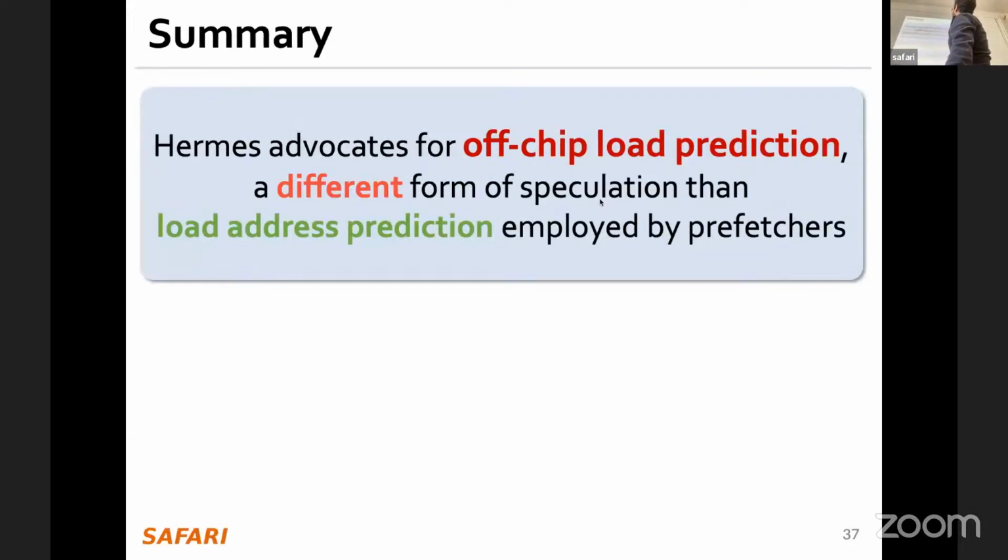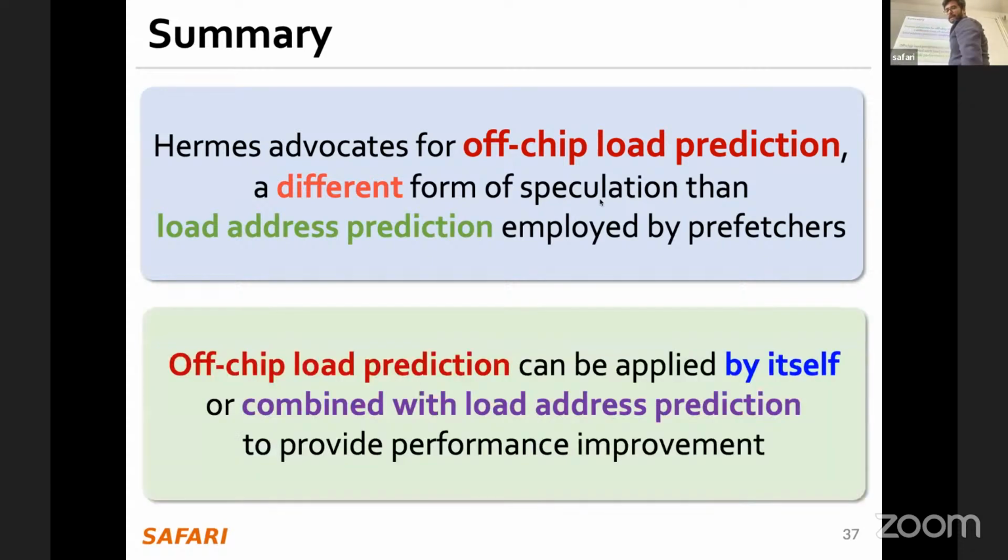So basically, to summarize, Hermes advocates for off-chip load prediction. As I said, this is a fundamentally different form of speculation as compared to the load address prediction employed by prefetching. So it's a new latency hiding technique as compared to what a prefetcher does. But in the end, both of them hide the latency. We show that off-chip load prediction can be applied by itself, or it can be combined with load address prediction to provide a performance benefit on the system.